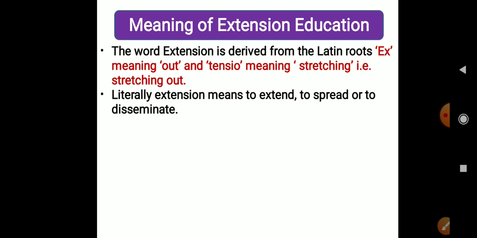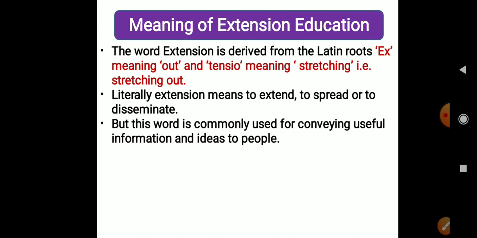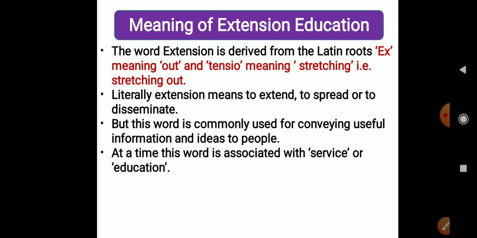A number of meanings are there for the word extension. Extension म्हणजे काय? What is extension? Basically, the dictionary meaning of extension is to extend, to spread, to disseminate, or to communicate. Those words are the synonyms of extension. But why is the word extension used instead of extend or spread?